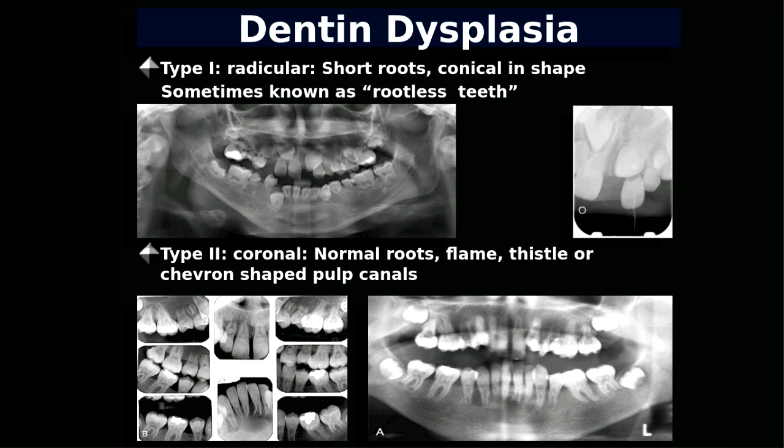Nice. And dentin dysplasia, they have two types, right? Type 1, type 2. Type 1 has short roots and conical shape, and sometimes is also known as rootless teeth. So if you see rootless teeth and a conical shape, you call it a dentin dysplasia radicular type. That is type 1. And type 2 is coronal, which has normal roots, but has a flame-shaped pulp canal. So you can see the flame-shaped pulp canal. That is type 2, which is called the coronal type.